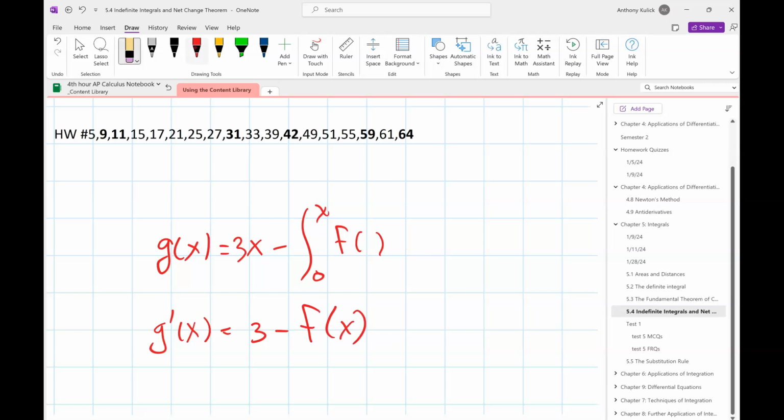Actually, that should be like that. So if I want to find maxes and mins or increasing, decreasing, I'm just setting that equal to 0 and solving, right? If I want the second derivative, if I'm looking for concavity, and then I'm just setting equal to 0 and solving, doing the same types of things that I did first semester. It's just now that my function might have an integral sticking in there. But it's okay. It's not bad. I can do that.